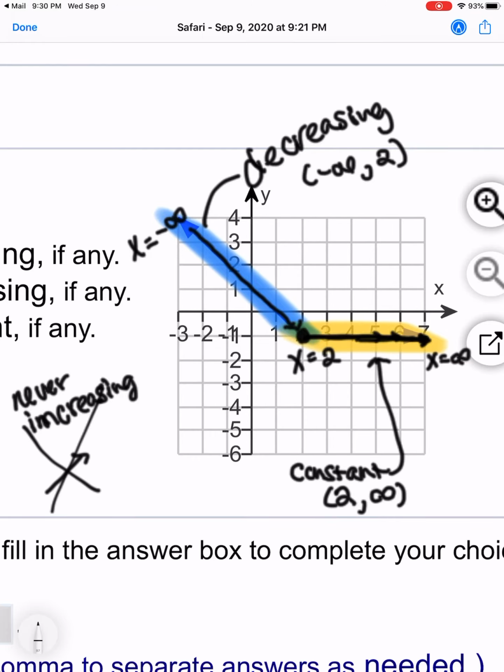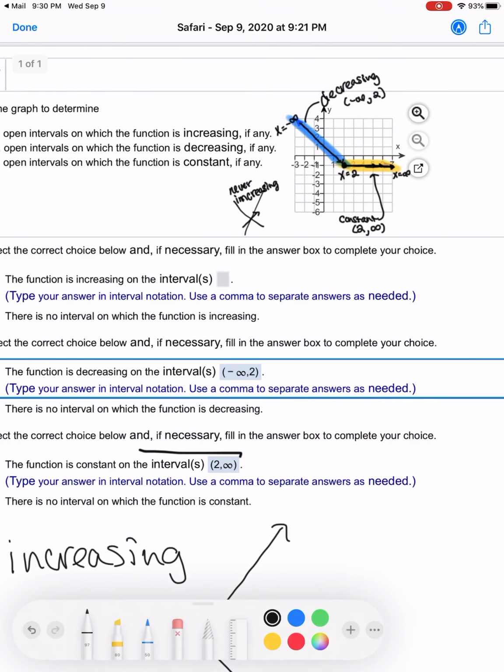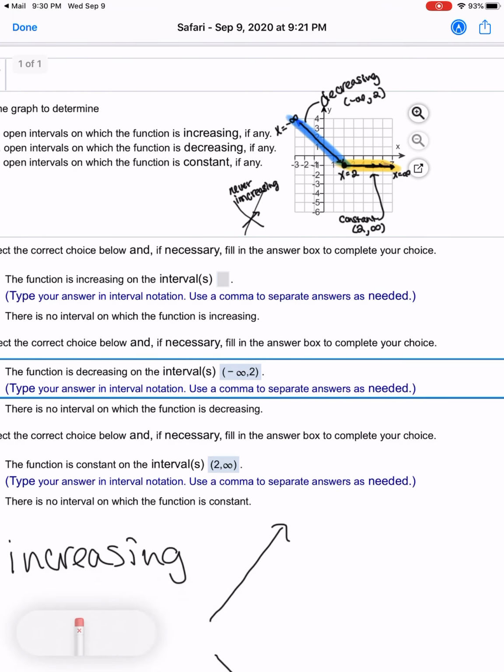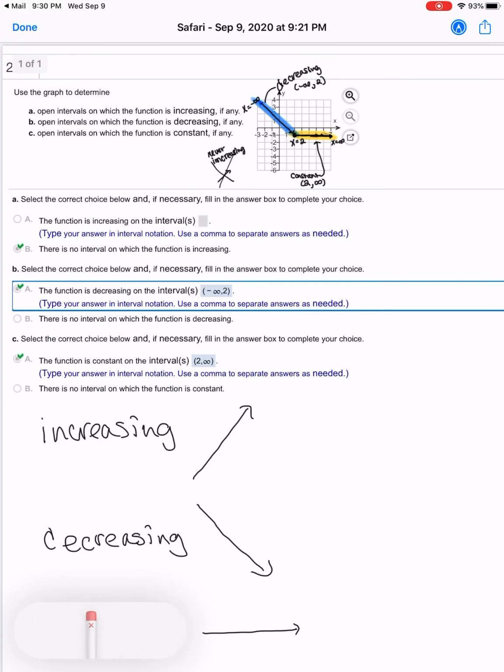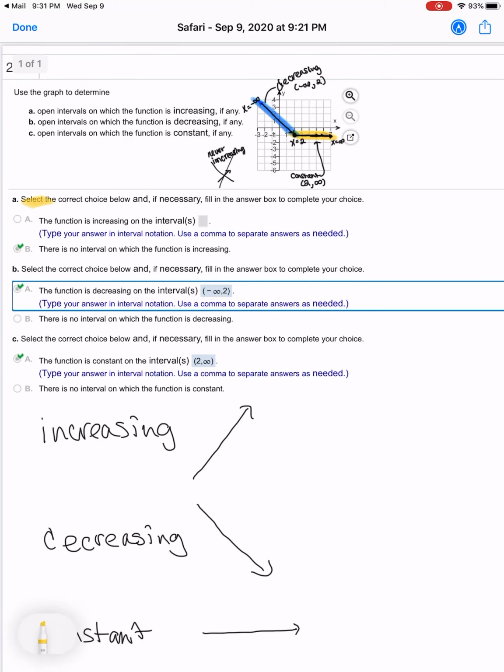So when you go to answer this question, the function is increasing on the intervals. Let me get it bigger. So for the first part, for A, where are we increasing? There's no interval in which the function is increasing. For choice B, where we're looking at decreasing, that'd be decreasing on negative infinity to 2. And then that'd be constant on 2 to infinity.